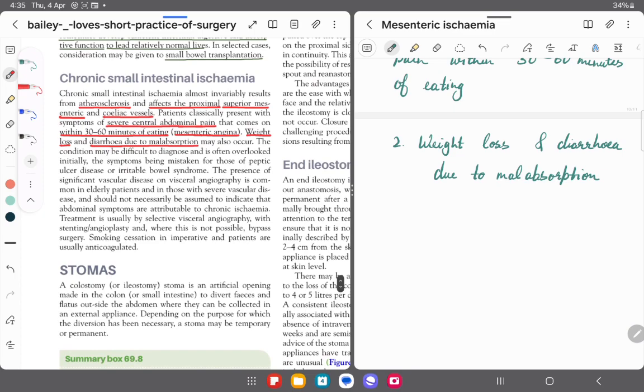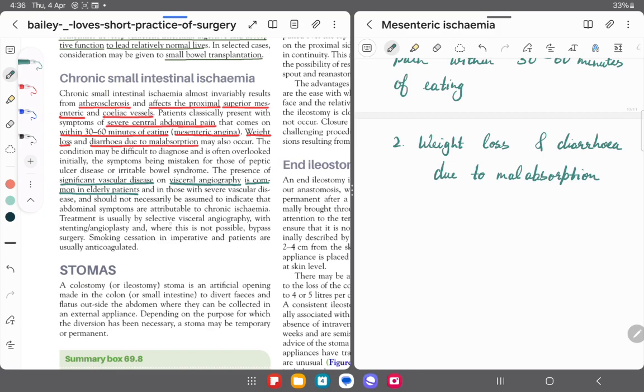The condition may be difficult to diagnose and is often overlooked initially, the symptoms being mistaken for those of peptic ulcer disease or irritable bowel syndrome. The presence of significant vascular disease on visceral angiography is common in elderly patients and in those with severe vascular disease, and should not necessarily be assumed to indicate that abdominal symptoms are attributable to chronic ischemia.